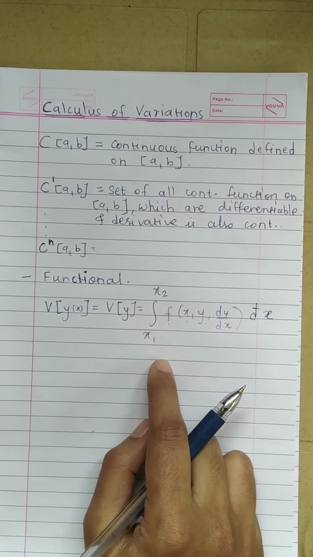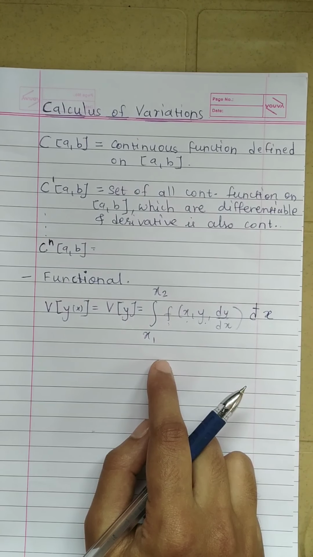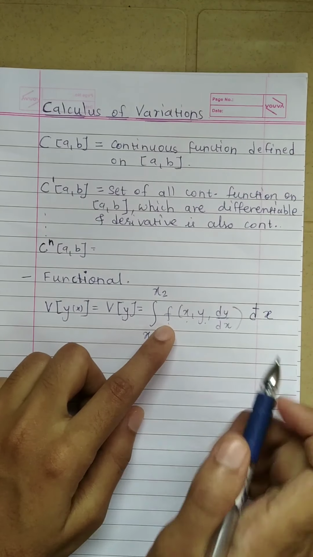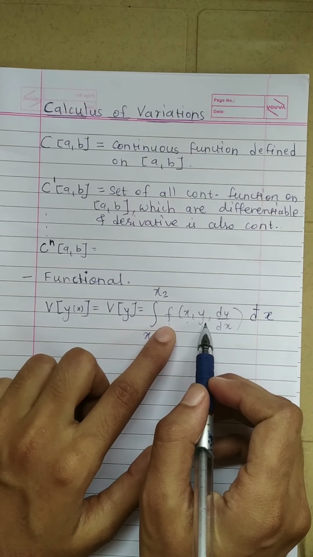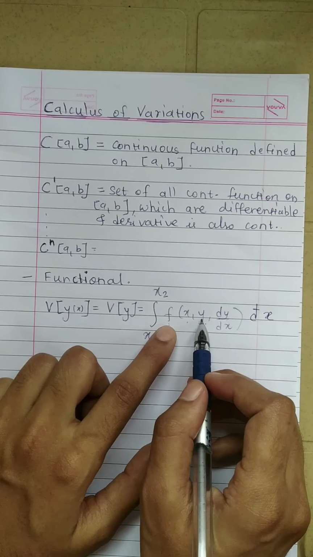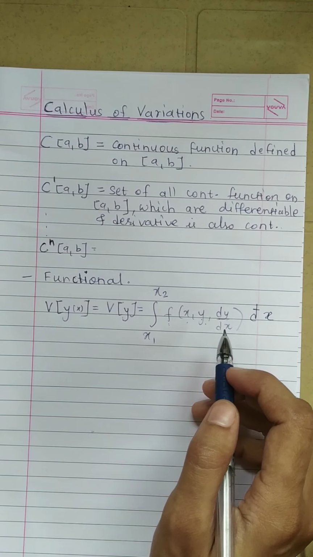Okay, so from here, what is a functional? A functional is a mapping that assigns a definite number to each function belonging to the same class. Okay, the functions belonging to the same class means I am talking about these y's. So let us put it formally.